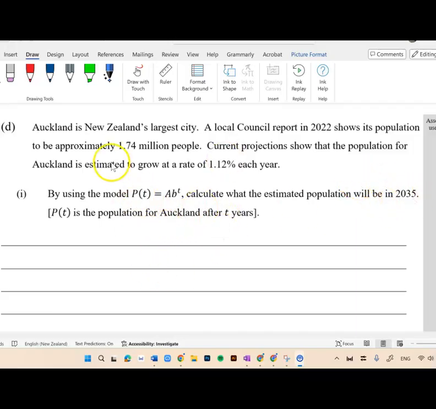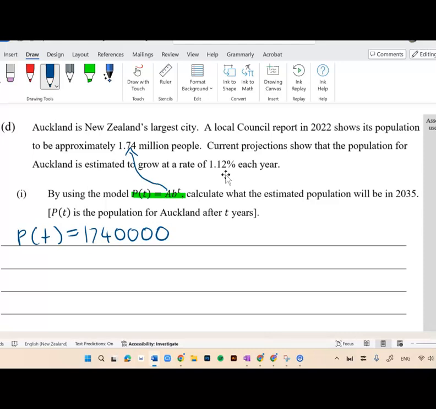Okay, so in this question, we're trying to find the population in 2035. So it's obviously going to be a number more than this. I think first what we have to do is use this equation that they've given us, just plug in some numbers, and then we should be able to solve from there. So first, let's just rewrite it out: P(t) will equal, this A here is just this 1.74 million.